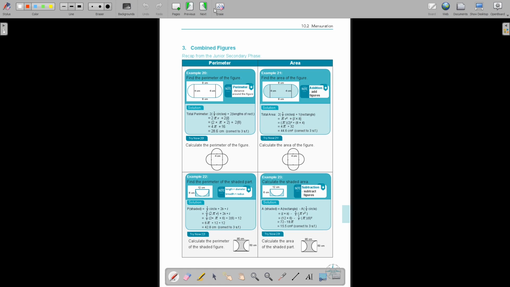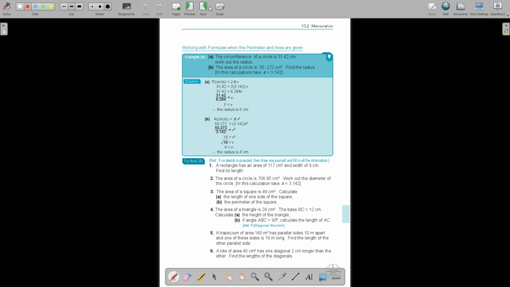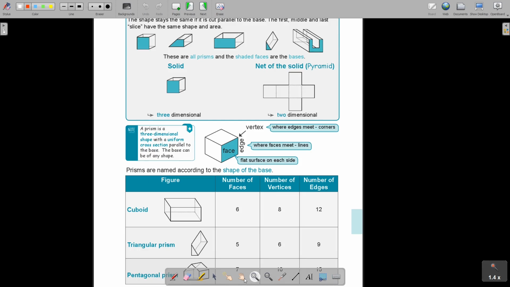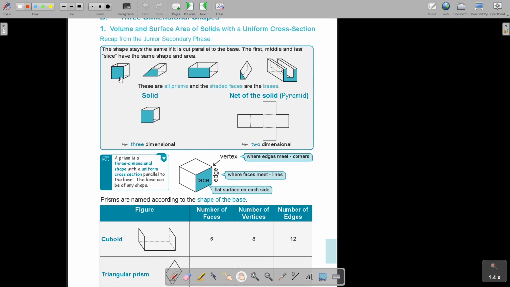Then very briefly, that is more or less combined figures, this is all coming from 8 and 9. Now, 3-dimensional shapes, that's prisms. Just remember, a prism is almost like, and I always like to tell the students, if you put it through a bread slice machine, then this slice will be equal to the middle slice, equal to the end slice. So the shape stays the same, the shape stays the same to the back.